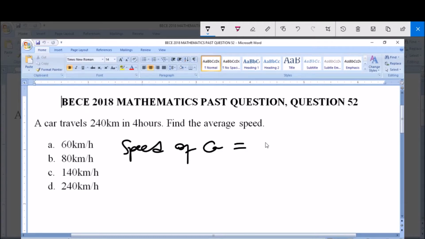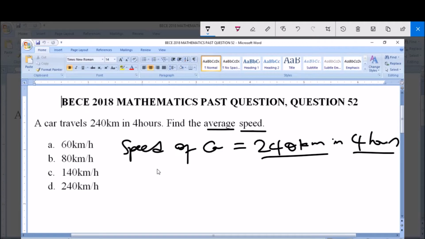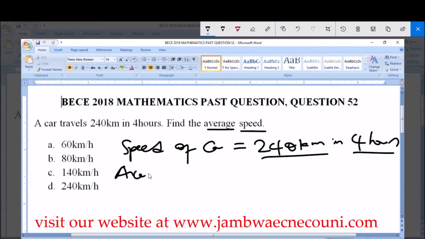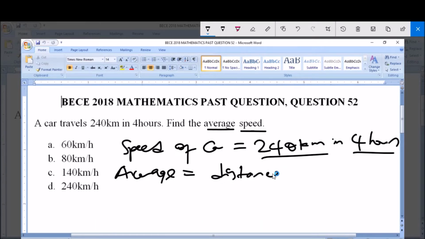Now the speed of the car was given to be 240 km in 4 hours, meaning that the car covers the distance of 240 km in 4 hours. And now we are asked to find the average speed of the car. Now average speed simply refers to the distance covered in 1 hour. Remember, the speed was given to us in 240 km per 4 hours, but the average speed has to be what? The distance covered in 1 hour.